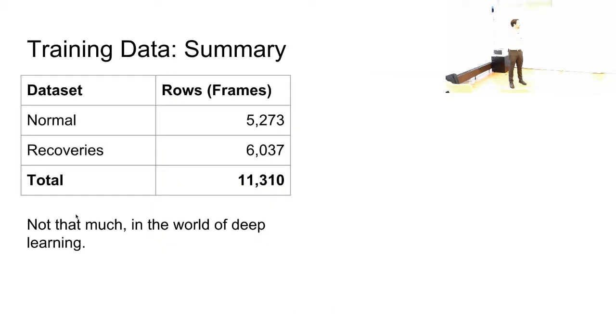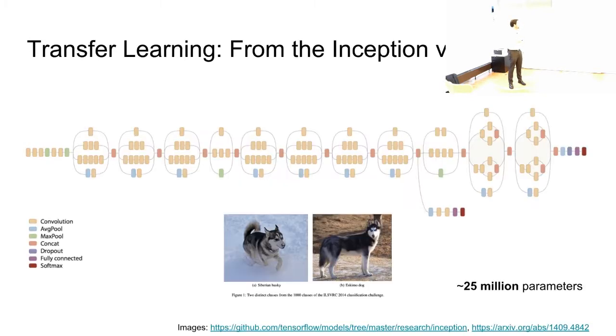Okay, so let's go to the next slide. So we do that, spend a lot of time driving around in the simulator. I collected about 11,000 frames of training data, which in some sense is a reasonable amount of data, but in the world of deep learning, it's not very much at all. I think we would struggle to train a network from scratch using just 11,000 training points. So how do we get around that?